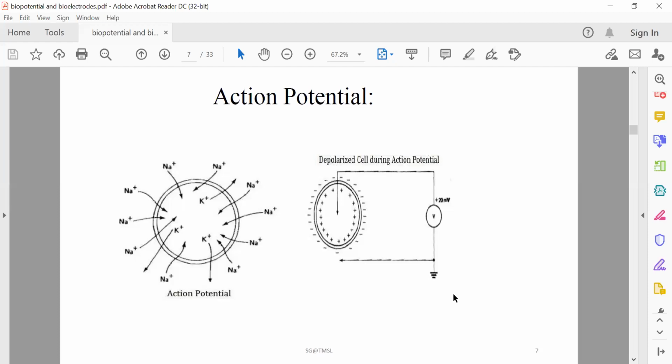Okay, and we can also say that a cell which is excited gets depolarized and leads to an action potential. So when it is in resting potential mode, it is polarized, but when it goes into action potential, it is depolarized. So the process of changing from the resting state to the action potential is called depolarization.